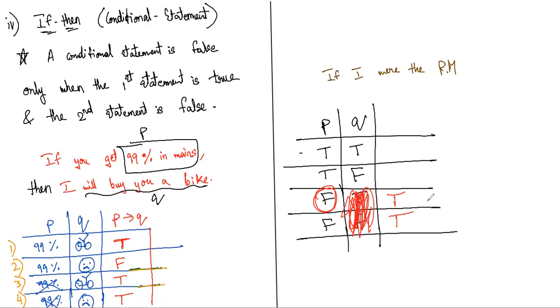Do you guys understand? ठीक है? So if the condition is true, then regardless of what the consequence is, you can always say that the statement is true. And if both the statements are true, then also the truth value will be true. But the only problem comes in the case where the condition is true but the consequence is false. Then we say that the truth value is false.